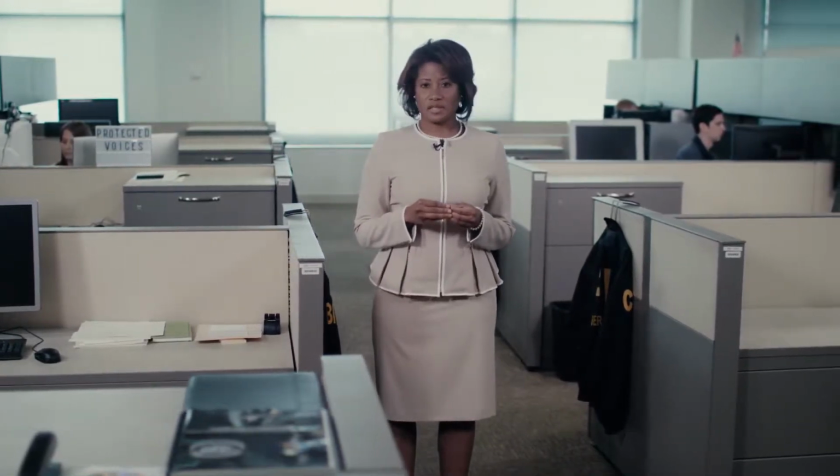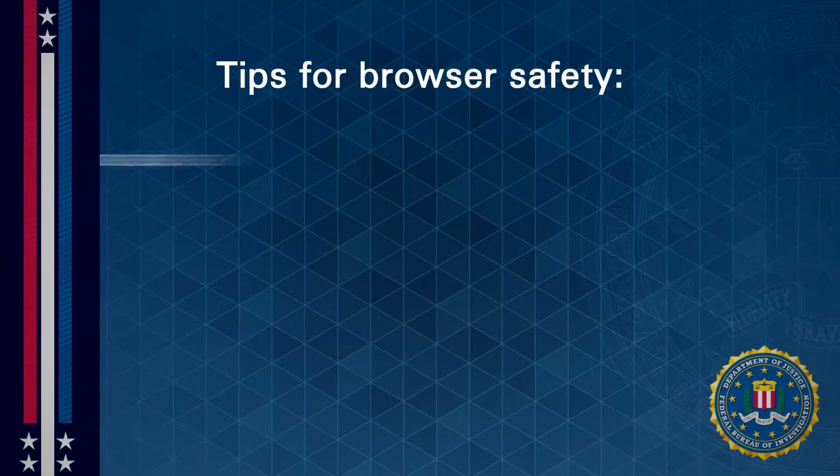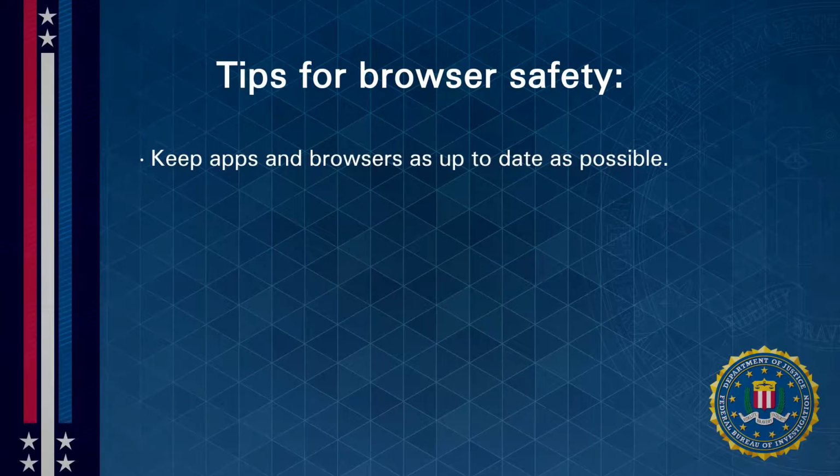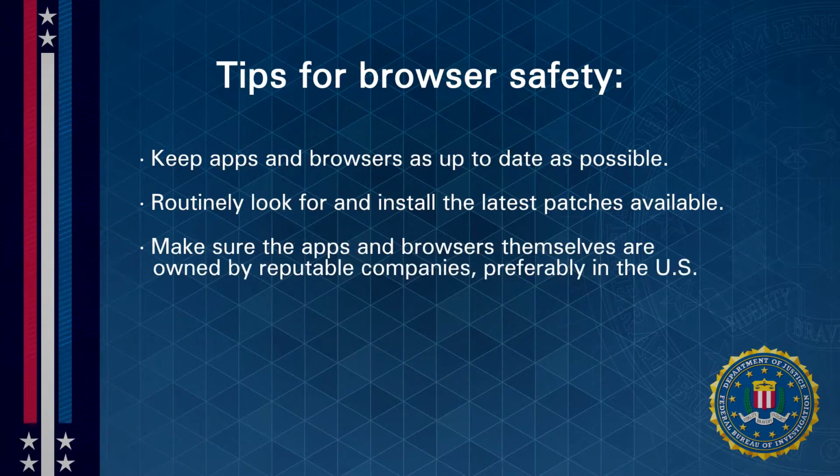You should routinely check any personal or campaign device connected to campaign networks for strange behaviors such as unusual call or data usage. It's critical that you keep apps and browsers as up-to-date as possible. Routinely look for and install the latest patches available, and make sure the apps and browsers themselves are owned by reputable companies, preferably in the US.